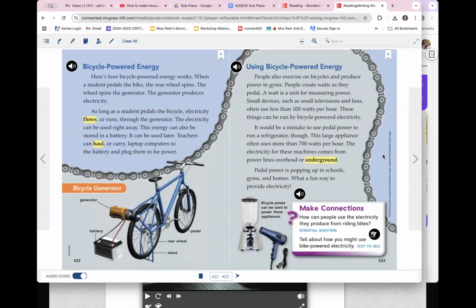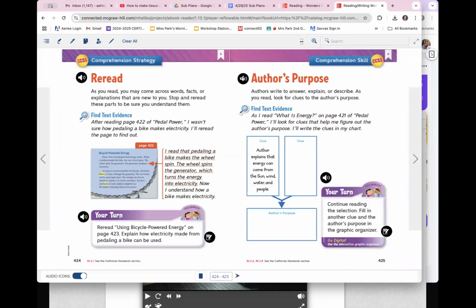All right, once you guys are done with that, let's go ahead and go to author's purpose. Author's purpose. Authors write to answer, explain, or describe. As you read, look for clues to the author's purpose. Find text evidence. As I read What is Energy on page 421 of Pedal Power, I'll look for clues that help me figure out the author's purpose. I'll write the clues in my chart.